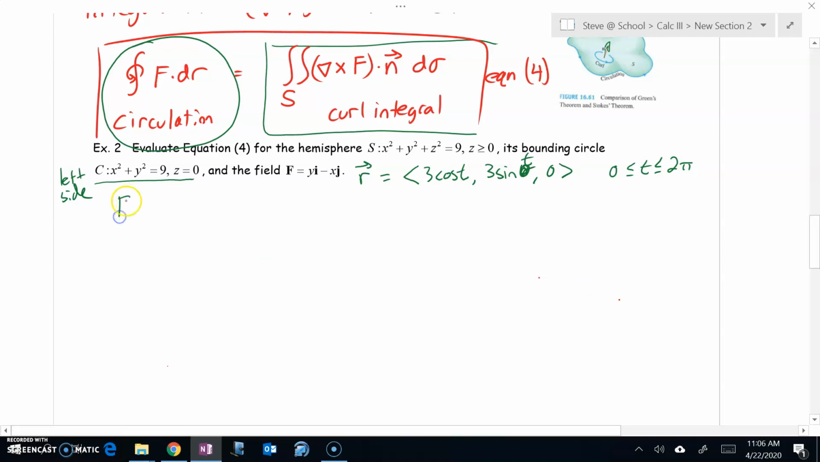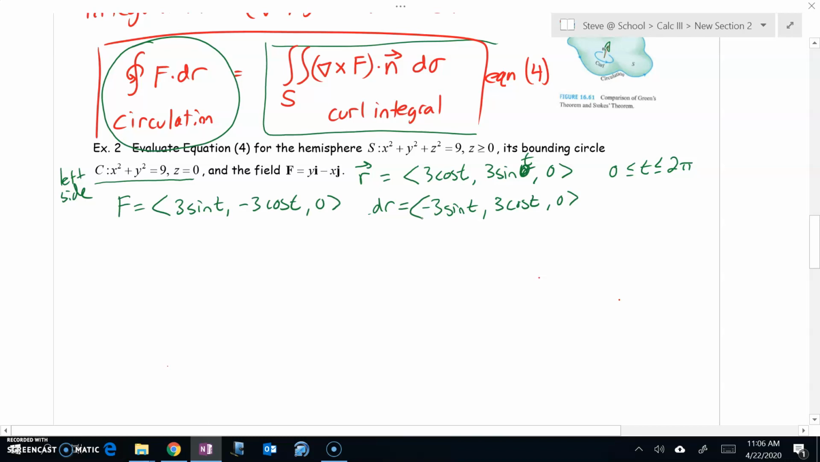We now need to change f into a vector with the components from r right here. So f is now, in the I direction, y, which is 3 sine t. And then in the j direction, it's x, and it's negative. So this would be negative 3 cosine t. And then again 0 because we don't have a z component. We also need to find dr because we need to do f dot dr and then integrate from 0 to 2 pi. So dr with respect to t is negative 3 sine t, 3 cosine t, and 0.